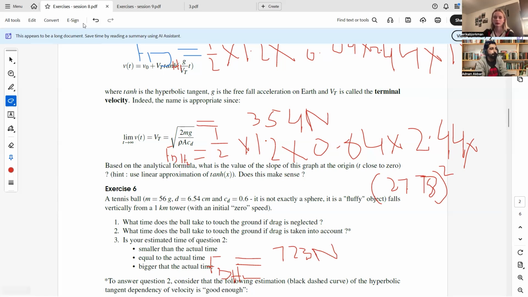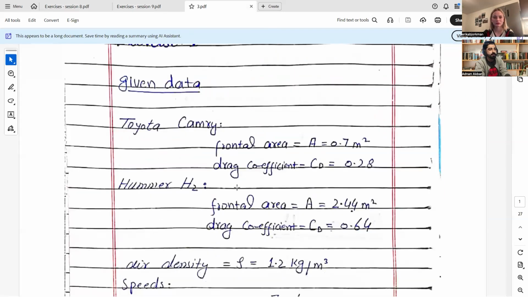Is it clear? Yes, it's clear. Okay, I want you to have a look at the solution here. Clearly, notes are written. If you have any difficulty, you can ask later.